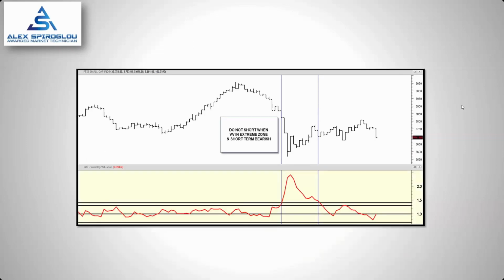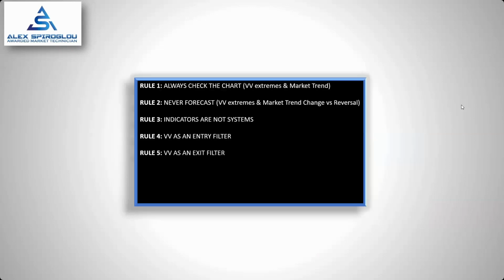Again, of course, you can use it as an entry filter. Say, for example, if you want to test your systems or your methodology, say, okay, I don't want to be taking highly volatile markets, or I want to be tracking very highly volatile ones. There are a lot of ways to use it.